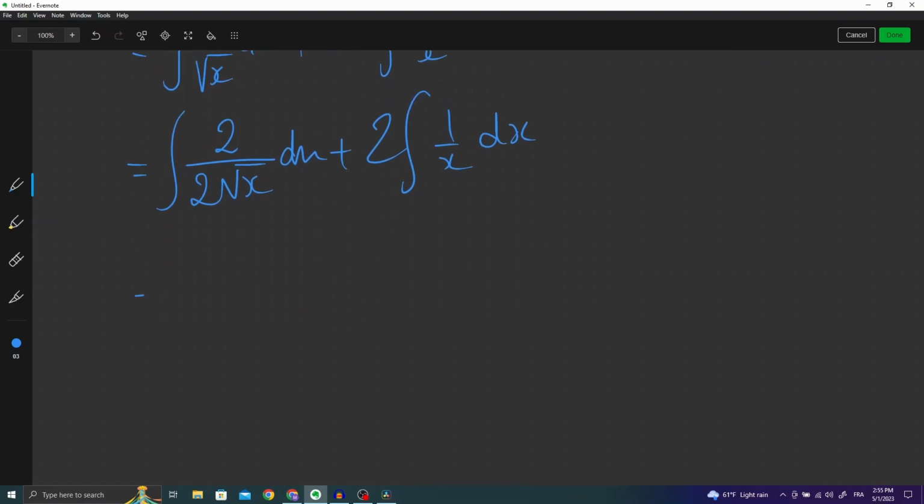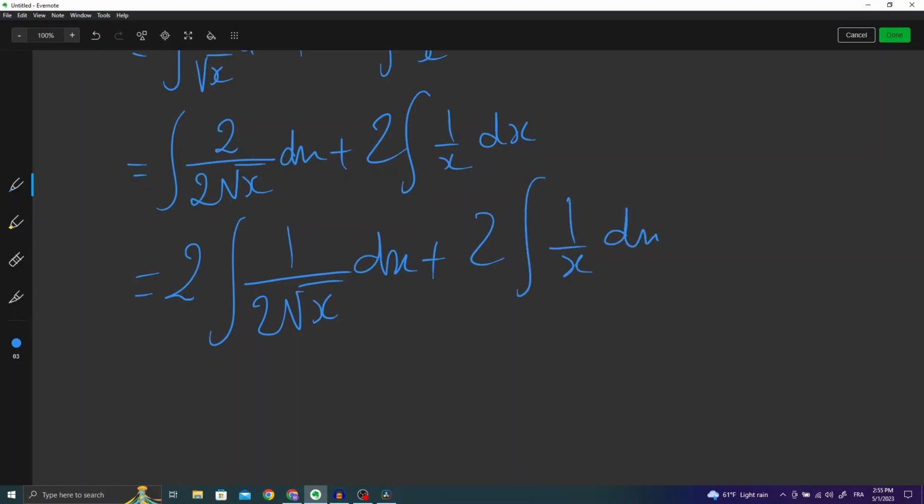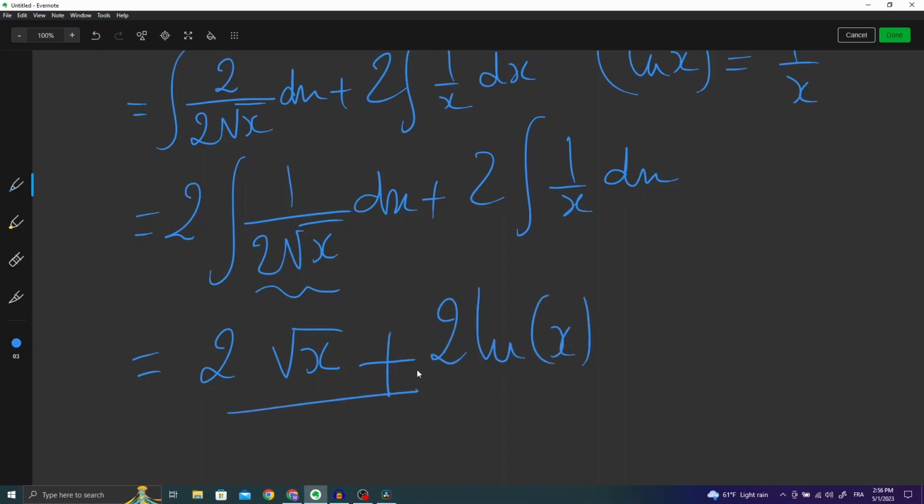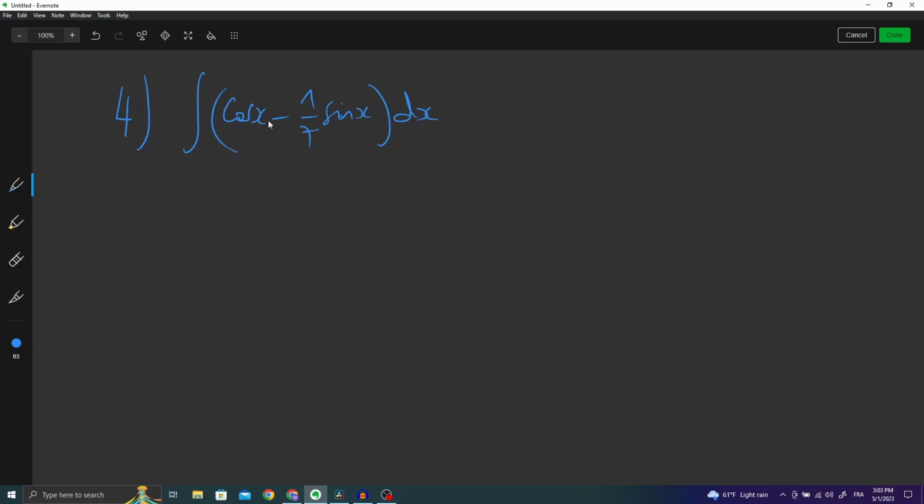I can pull 2 outside. I have 2 times the integral of 1 over 2 square root of x dx plus 2 times the integral of 1 over x dx. Remember, the derivative of log of x is 1 over x. And this is exactly 2 square root of x plus 2 ln of x.